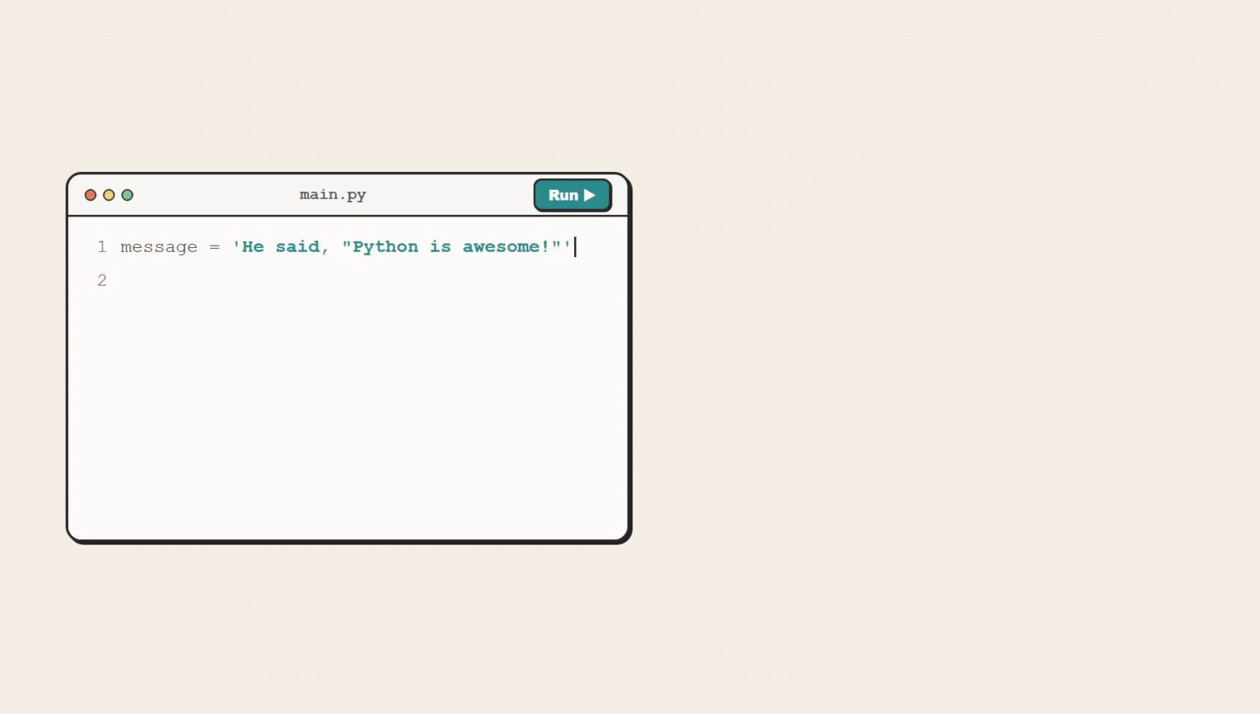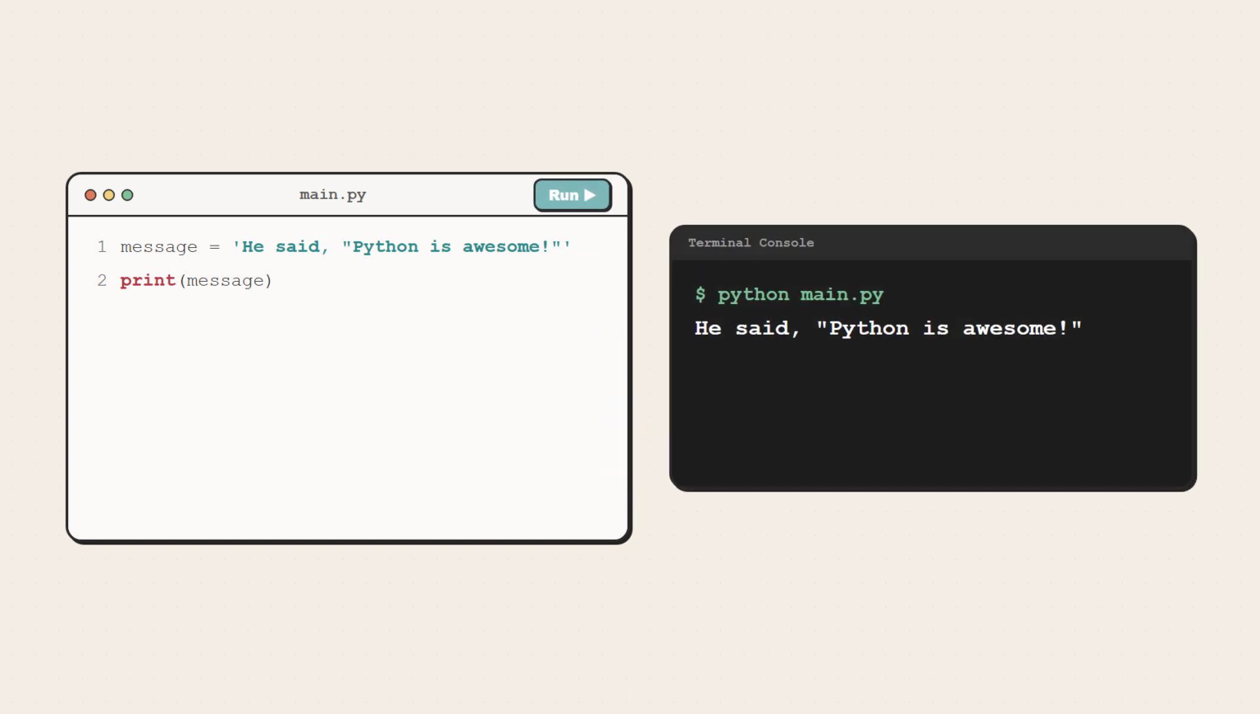Let's write message equals 'He said, "Python is awesome."' Print message. Run the program. The output is: He said, "Python is awesome." This prints perfectly because the outer single quotes and inner double quotes don't clash.